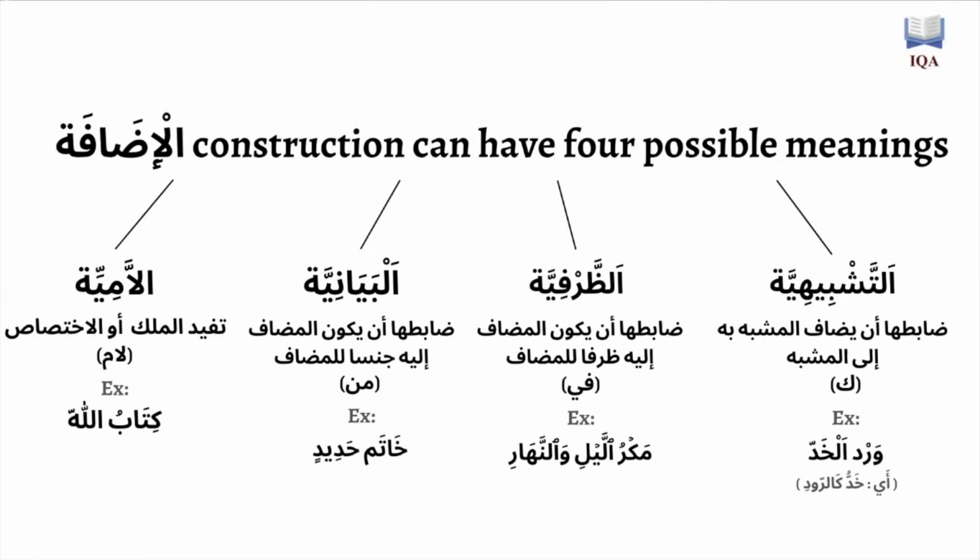Huwa, he is kamithrik, like you, right? So the kaf means like. Laysa kamithlihi shay, Allah says there's nothing like Him. So this idafa has the same exact meaning of the harf jar kaf, which means like, to do tashbih, to do similarity. ضابطه أن يضاف المشبه به إلى المشبه. And the sign of this is that the thing that is being made similar is going to be mudaf to the noun that the similitude is found in, pretty much.